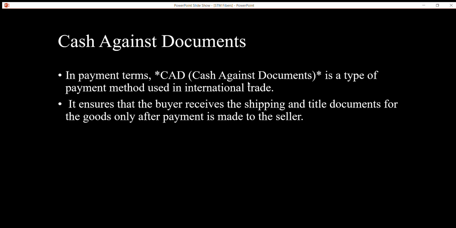Just like LCs, different types of LCs, the same term is used in international trades. It ensures that the buyer receives the shipping and title documents for the goods only after the payment is made to the seller.